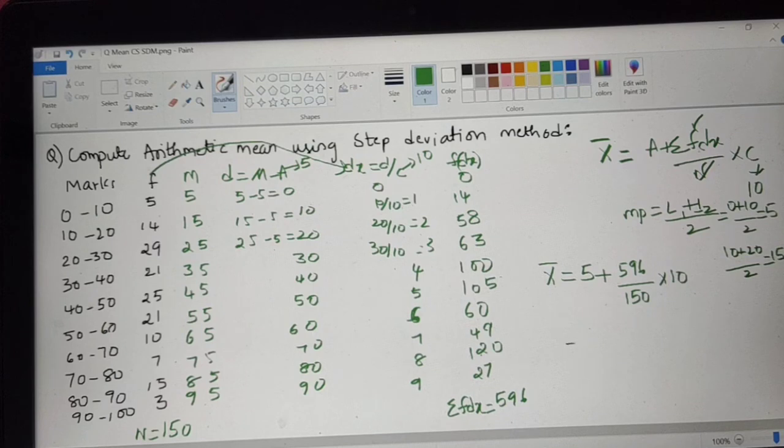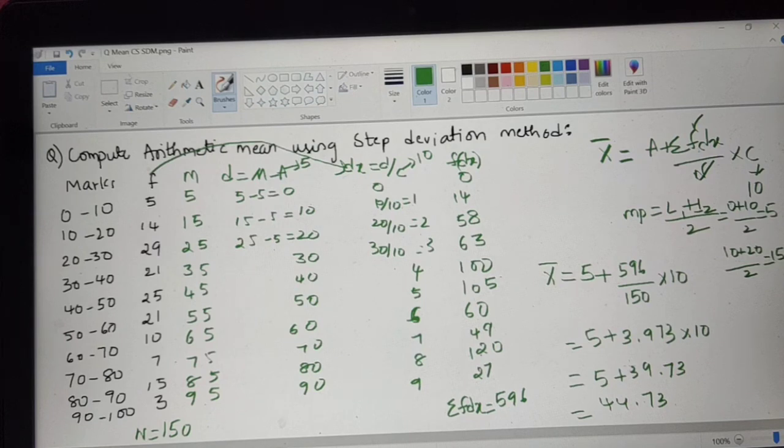Let me solve this. 5 plus 596 divided by 150, which will give you 3.973, which is to be multiplied with 10, and when you multiply it with 10, it becomes 5 plus 39.73, and when you add that, you have the answer as 44.73. This is how you will be calculating the step deviation method.